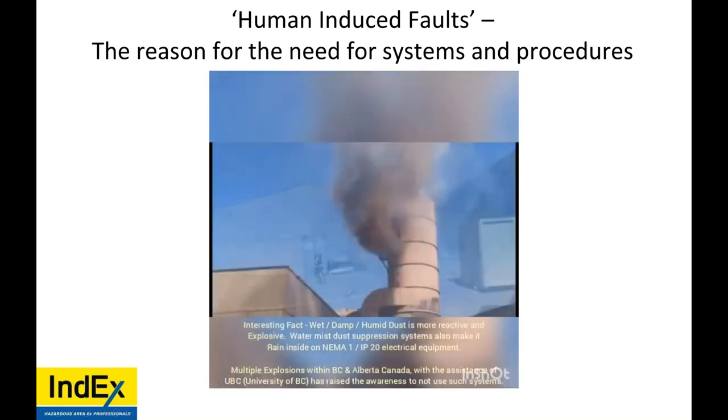So an interesting point about that video, there were no procedures in place, and the competency of the firefighters was not sufficient to deal with a dust atmosphere, a dust explosion. Another interesting fact, wet dust is actually more reactive and explosive.